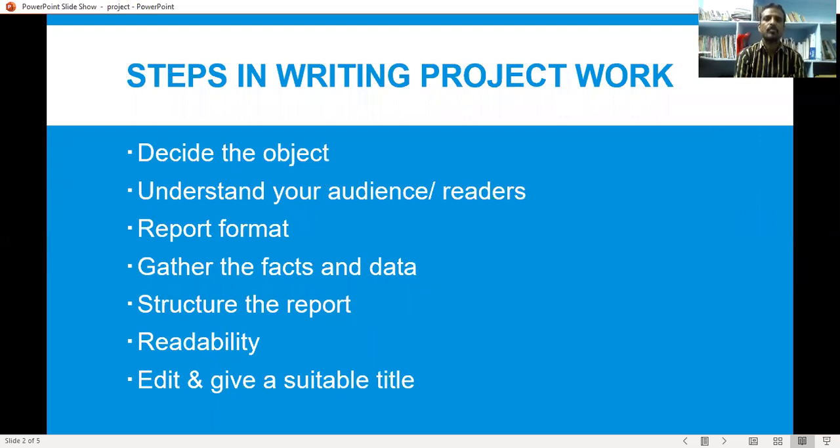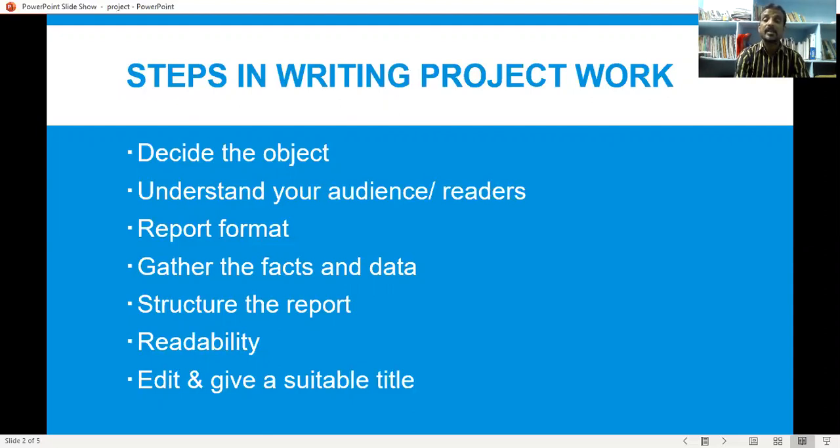Steps in writing project 1. First, you have to decide the object. Once you have decided the object, then understand your audience or readers. That means before whom you are going to present the topic or the project. After that, think about the format which we are going to use to report that particular event or incident or visit. Afterwards, gather the facts and data by visiting that particular area.